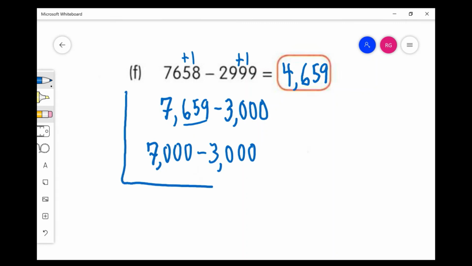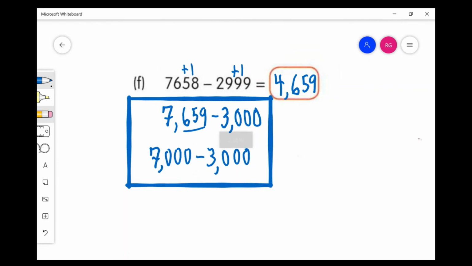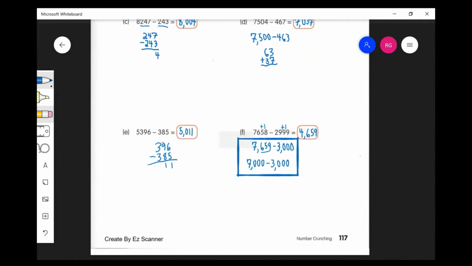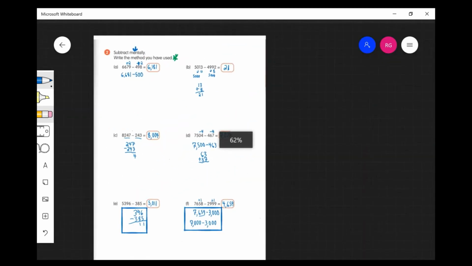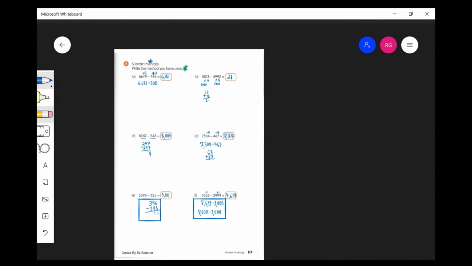This part here is very important to include, so make sure you include all of those shortcuts. Okay, so these are your answers for page 117. And again, make sure you include the explanations, or sorry, the shortcuts that you would use to calculate these in your mind.